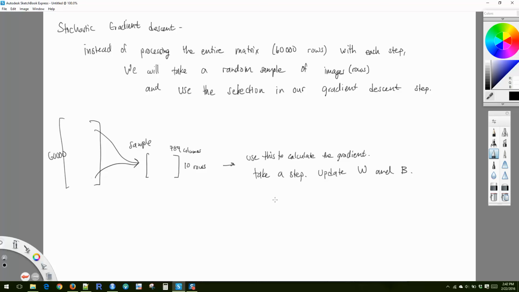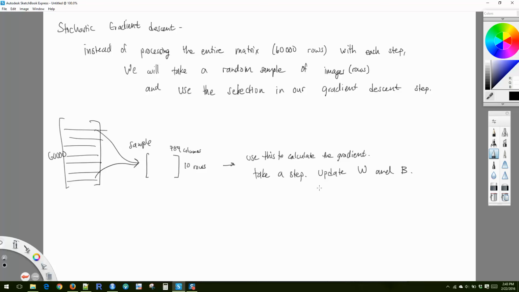Depending on how you do it, in our case we're going to take a chunk and split this 60,000 into 6,000 chunks of 10, and then we'll process one of those at a time. You don't have to do it that way, but that's one way to go about it. You take your sample and you take a step.